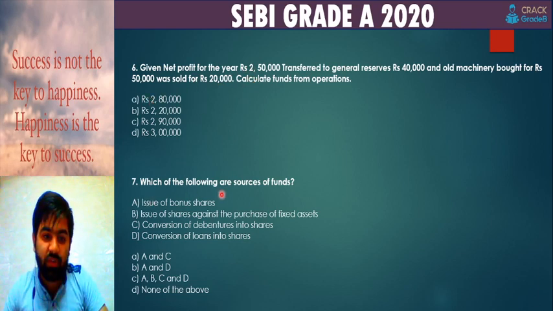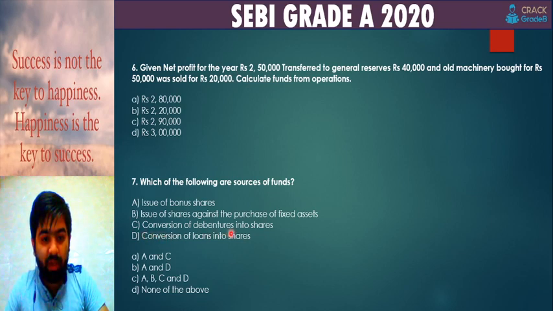Now the next question: which of the following are sources of funds? Issue of bonus shares. Bonus shares are given to shareholders for free, so there is no change in current assets. We don't get cash or any current liabilities credited. So it is not a source of fund. Issue of shares against the purchase of fixed assets: we issued shares and we got fixed assets, so no change in current assets, it is fixed assets, so it is not a source of fund. Here funds means working capital, right?